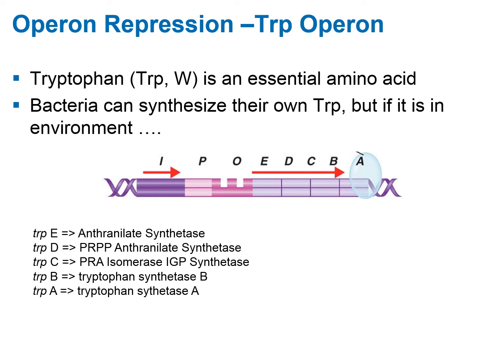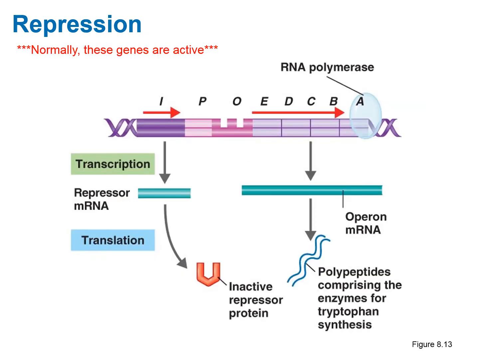They don't have to rely on absorbing it from the environment. So this is the tryptophan operon. There are 5 genes that encode proteins that synthesize tryptophan. This is what the operon normally looks like. You can see that there is transcription from this regulatory gene, which results in the production of a repressor protein. But in this shape, the repressor cannot sit in the operator site.